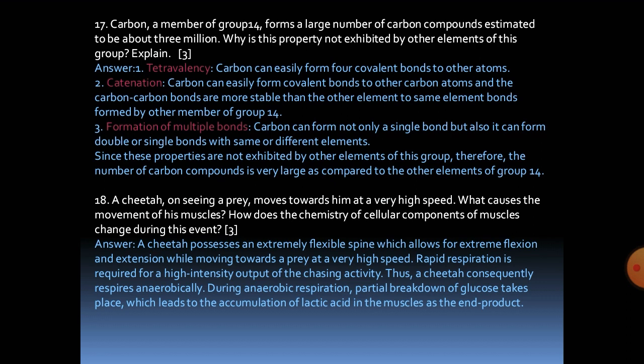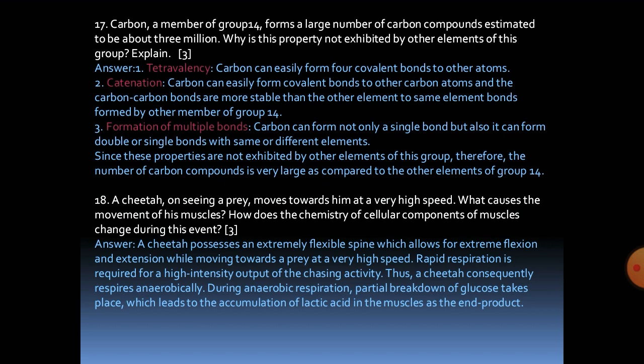Okay, the next question is, a cheetah on seeing a prey moves towards it at a very high speed. What causes the movement of its muscles? How does the chemistry of cellular components of muscles change during this event? So, a cheetah possesses an extremely flexible spine, which allows for extreme flexion and extension while moving towards a prey at a very high speed.